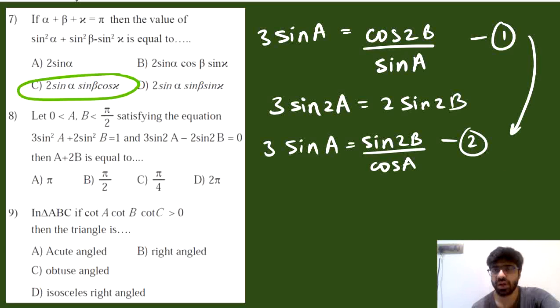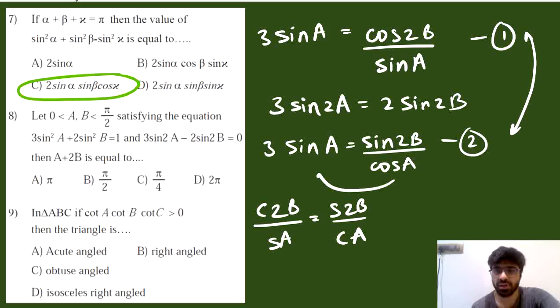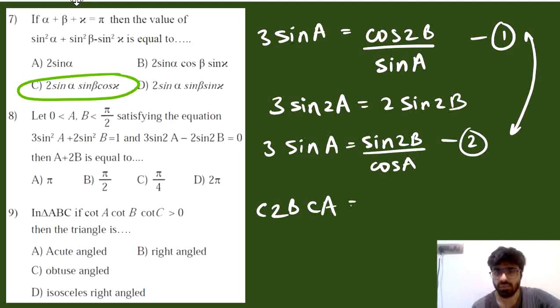So from equation 1 and 2 you realize that cos 2B upon sin A is sin 2B upon cos A, because both of them are in turn equal to 3 sin A. Okay, so because both of them are equal to 3 sin A, both of them are equal to each other. That is, cos 2B upon sin A is sin 2B upon cos A. Take that sin A here and take that cos A here. So we have cos 2B into cos A equal to sin 2B into sin A.